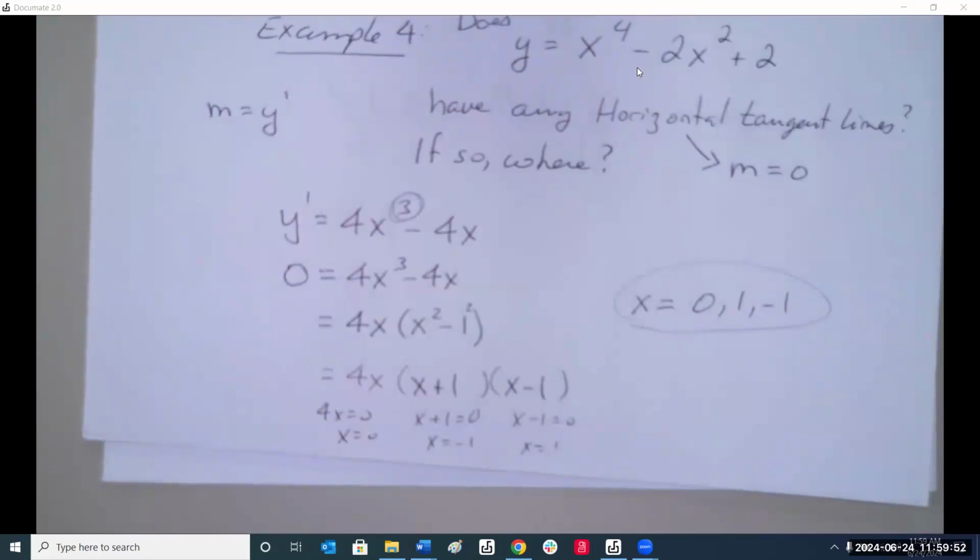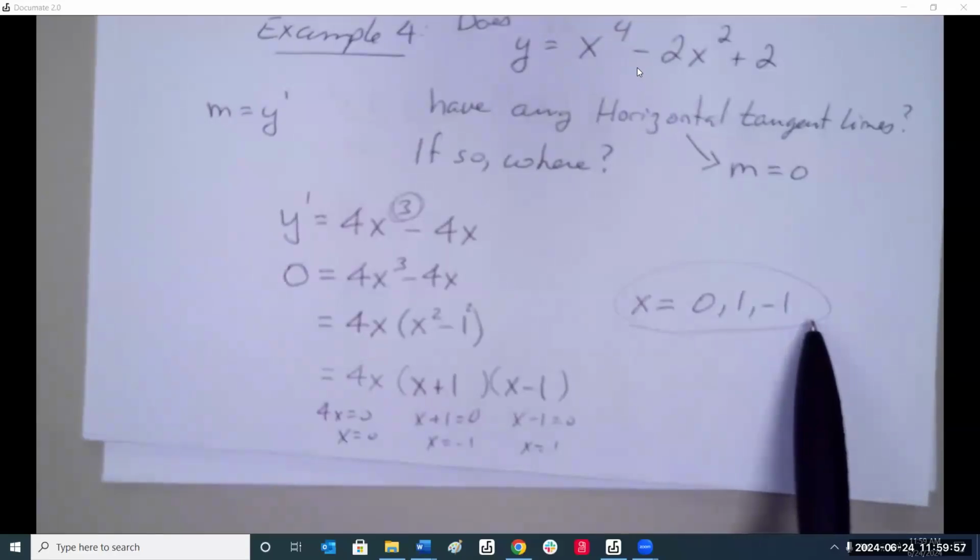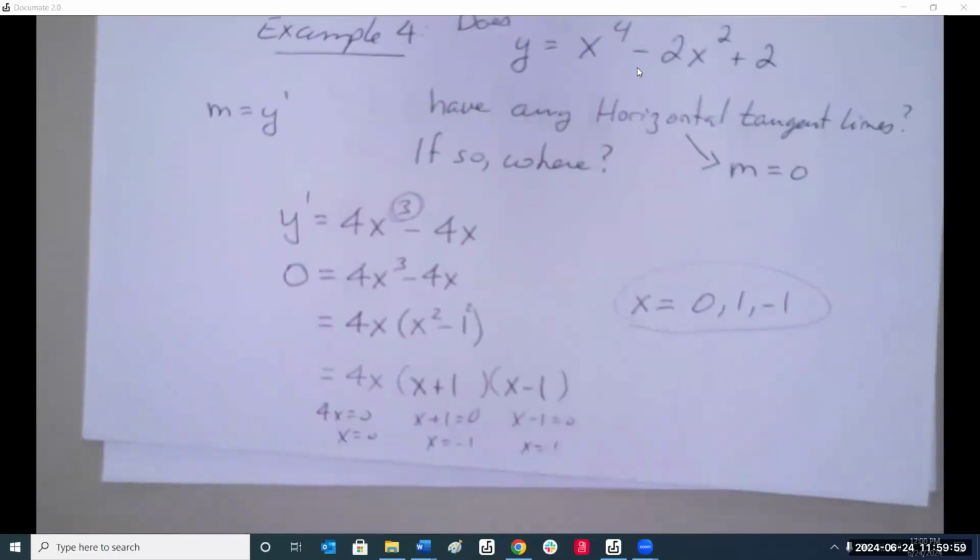Okay, let's see if you guys go a little further in your math skills. What happens at these points? What do we find there?